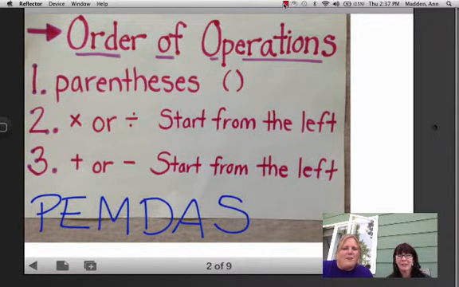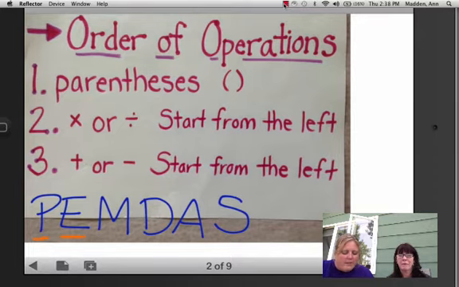Alright, you just saw in our video the order of operations. The first thing you always do is parentheses. That stood for the P in PEMDAS. The next thing you do is exponents. In 5th grade, you probably will not have any exponents in your order of operations, but you do need to remember for 6th grade and further on that exponents come second.